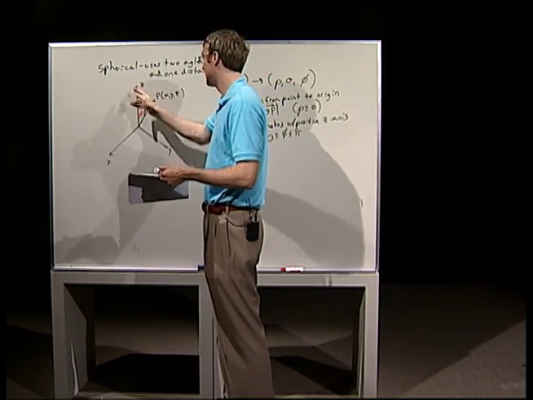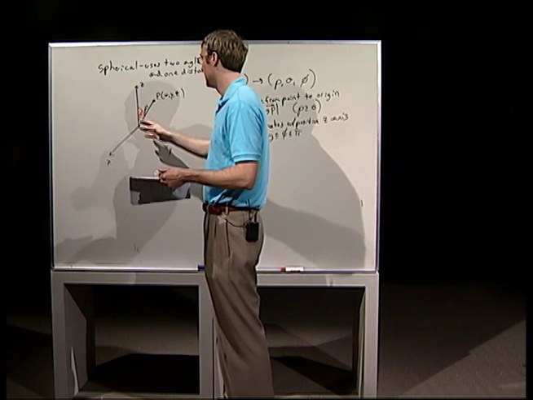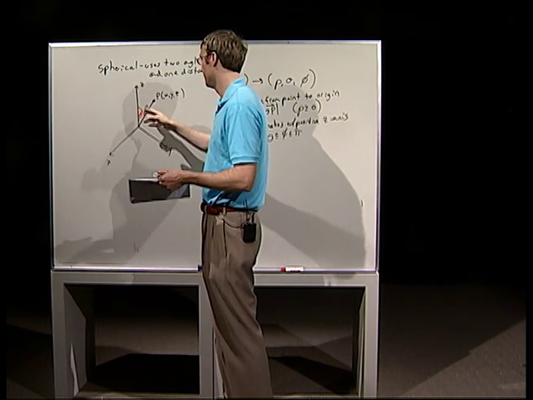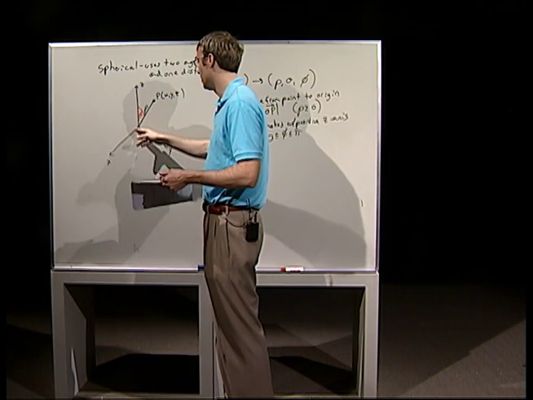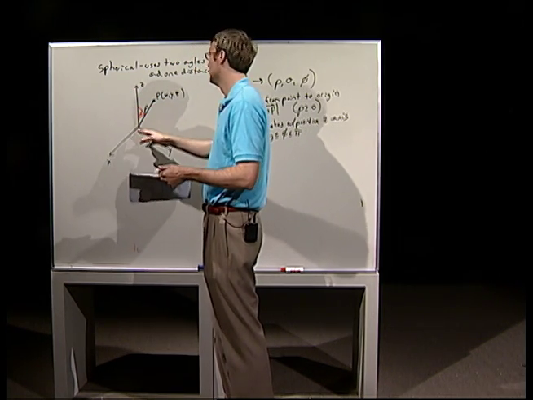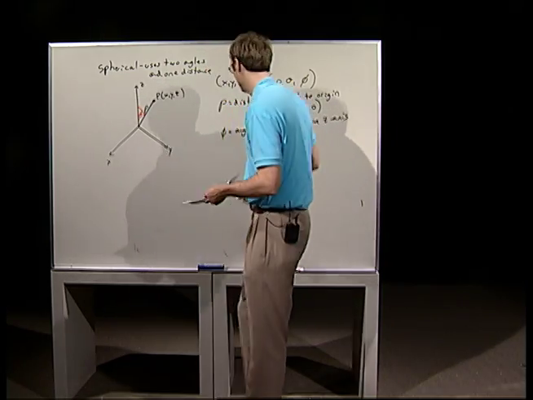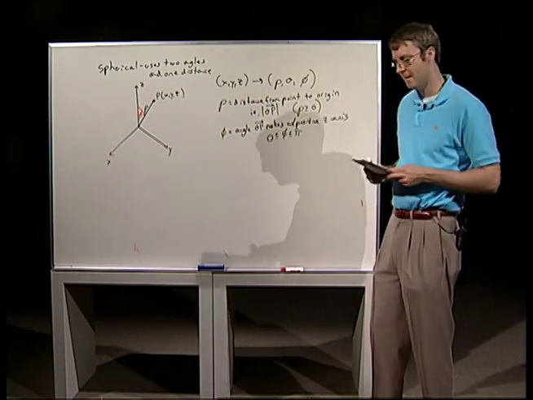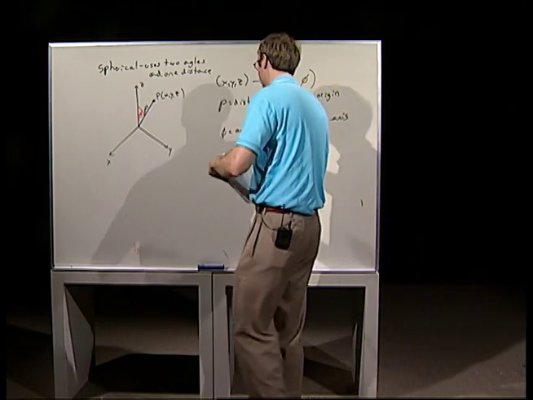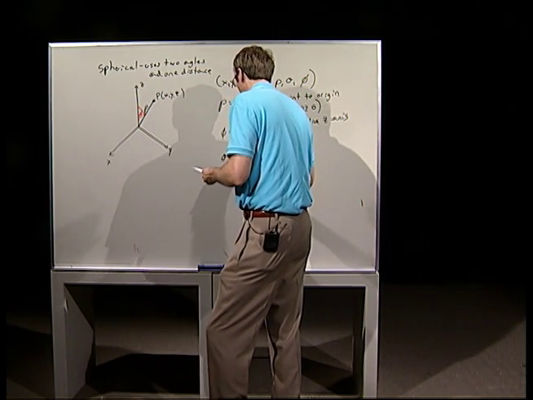If this is on the positive z-axis and pointing that direction, this is going to be 0. If it's on the negative z-axis, it's pi. If it's on the xy plane, it's pi over 2. If it's between, it's something between those. That's how phi works. And theta is just good old theta from polar and cylindrical.